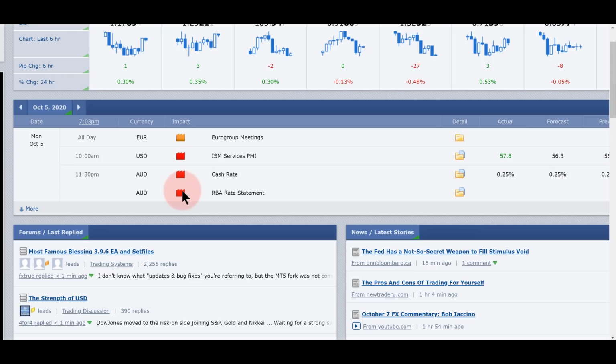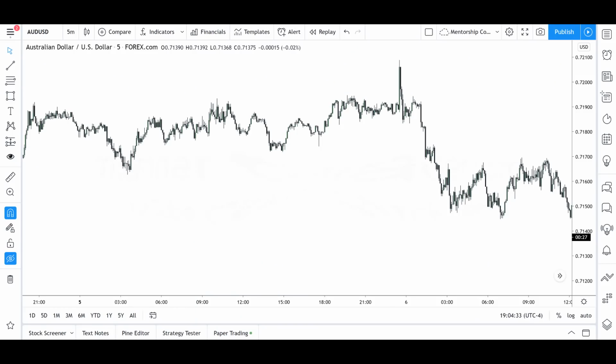I'm looking at the red indication here that it's a high impact market driver. So regardless of the information or the data that's released, it can have a lot of impact and cause displacement in price, and that's what we're looking for. So let's go over to the charts and take a look at the Australian dollar.